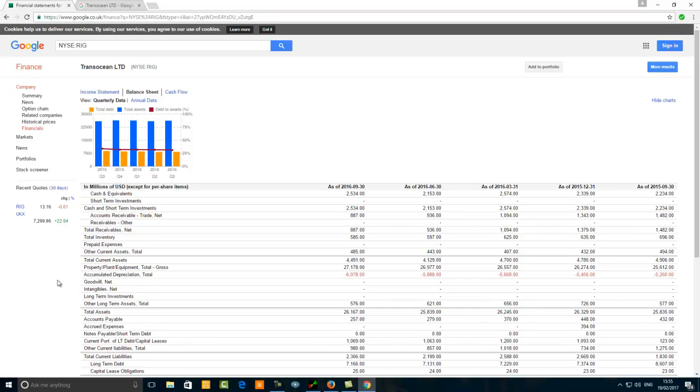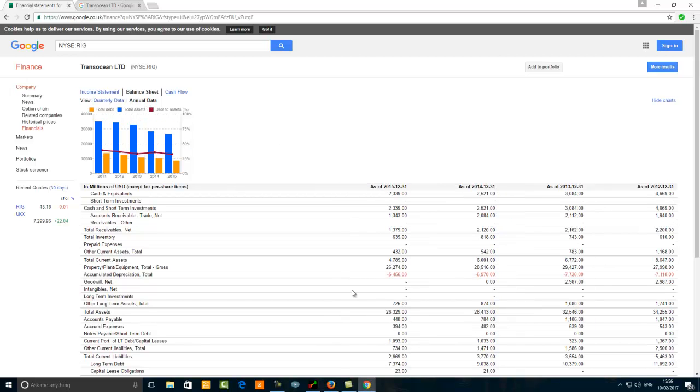All right, here it is. Then we look at the total current asset. Which data do I have? Is it quarterly data or annual data? I'm looking at the quarterly data. Let me go to the yearly data, by the way. Okay, total current asset, in millions: 4 billion 785, 6 billion, 6 billion 772, 8 billion 647. As you can see, the trend for the current asset is increasing, which is good, very strong.